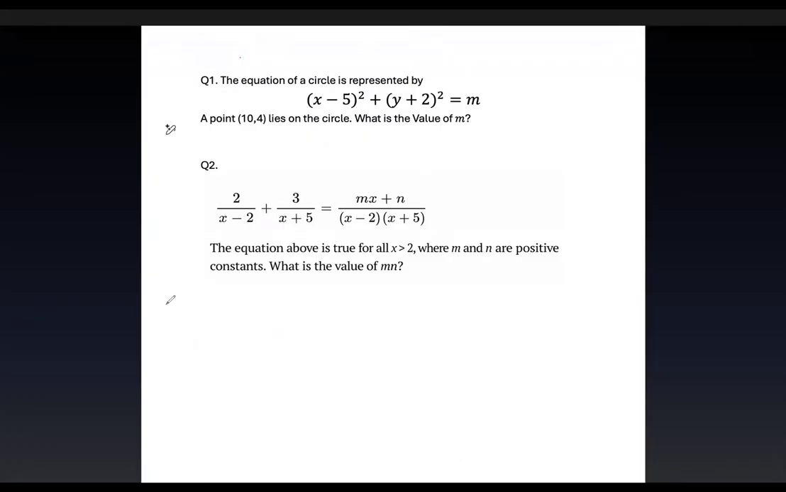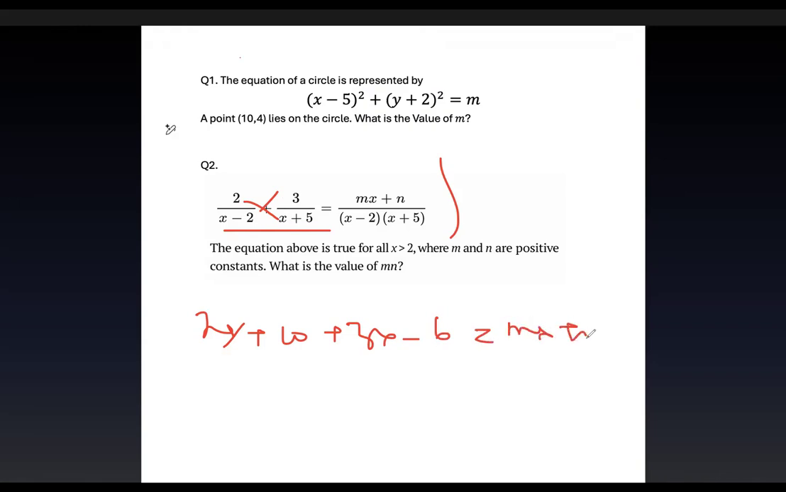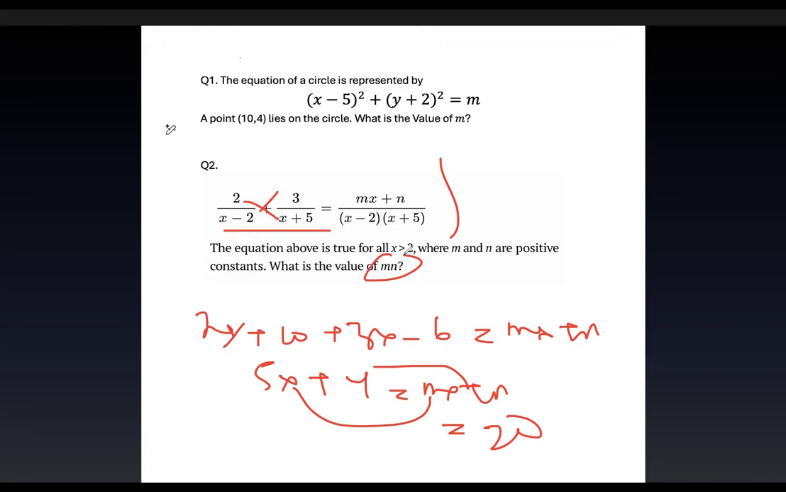For the second question, it looked complex, rational equation, but actually easy. You need to clear the denominator by making it the same. That means cross multiply here. You're going to have 2x plus 10 plus 3x minus 6 is equal to mx plus n. This is going to give you 5x plus 4, which is equivalent to mx plus n. M is 5, n is 4. When you multiply them, that will give you 20. That's what is being asked.